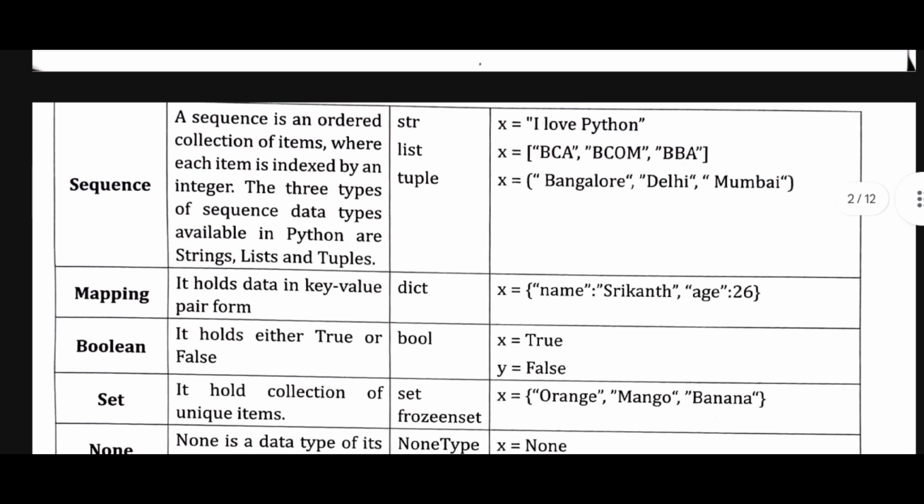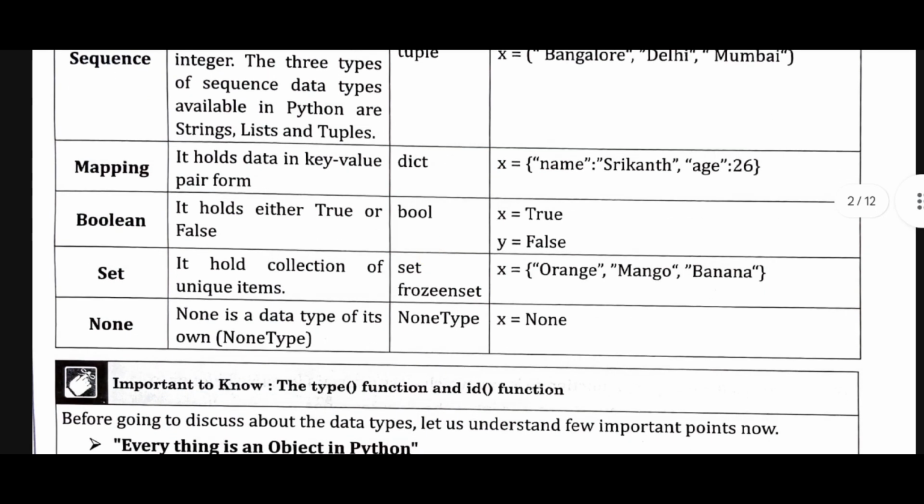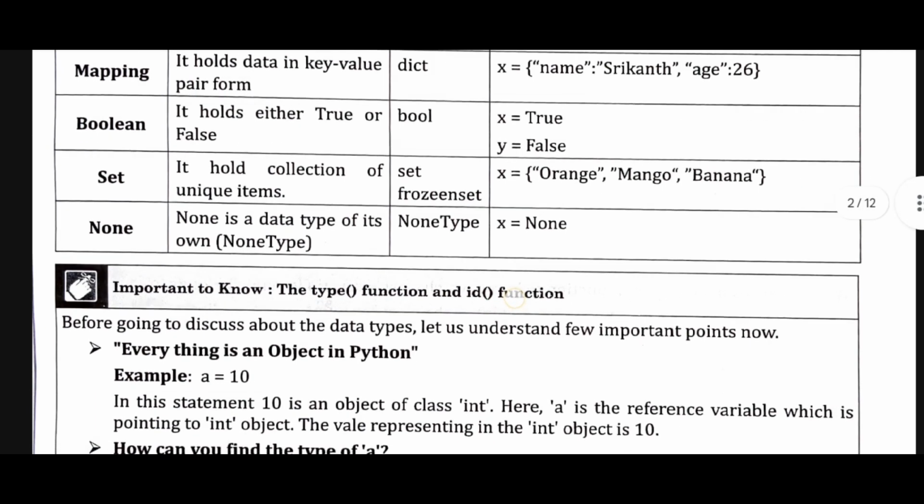So looking on to sequence. Sequence is also an ordered collection of items. Like string, list and tuple, it will be holding the collection of elements in single variable. So mapping. Mapping will be holding the data in key value pairs. It will be having a key and a value. So key value pairs which is denoted with dictionary. Dictionaries are mapping data types.